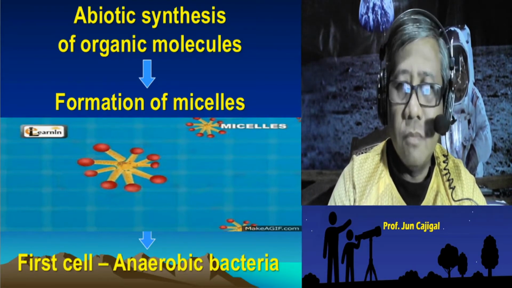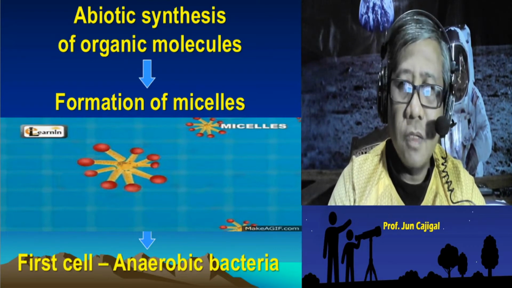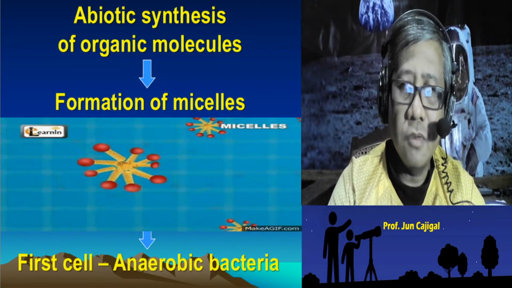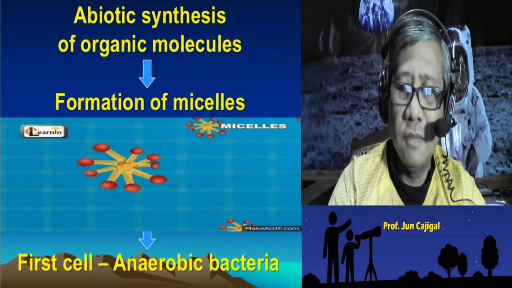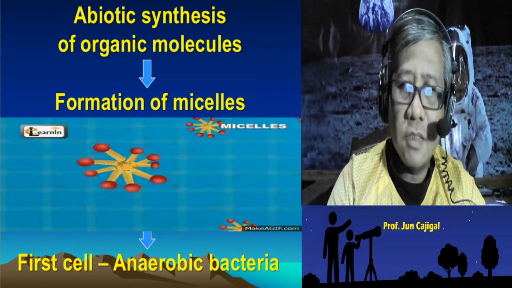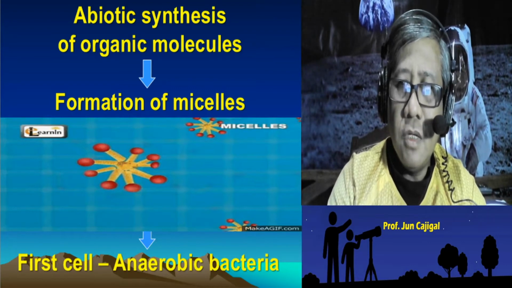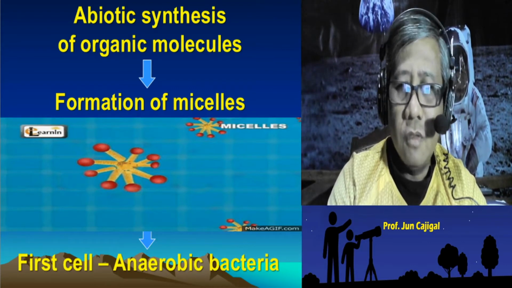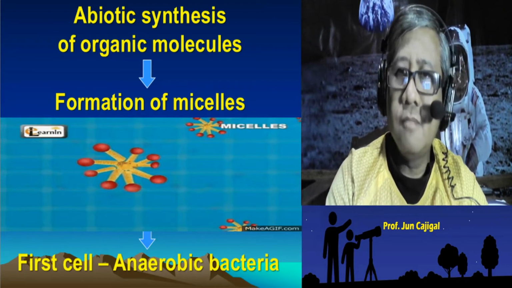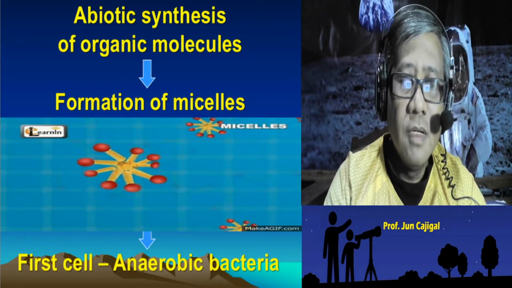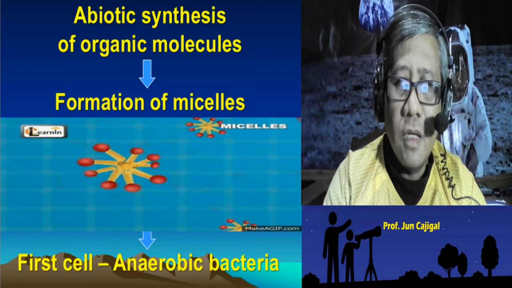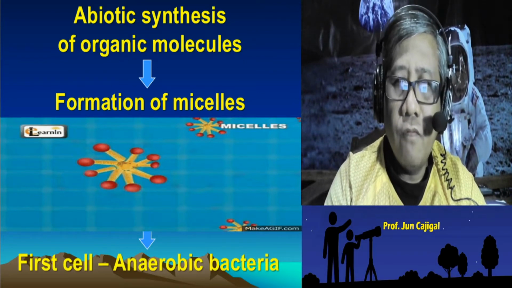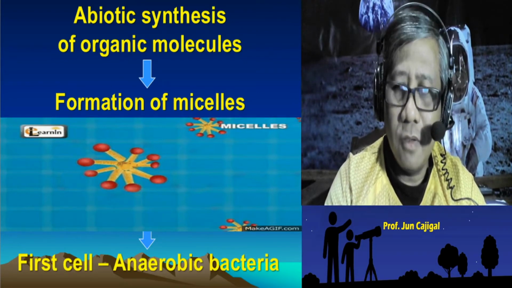Because of the primordial conditions plus lightning as the energy source, it led to the formation of micelles. And these micelles led to the evolution, the formation of the first cell. So we call this the abiotic synthesis theory. And the first cell was in the form of anaerobic bacteria.